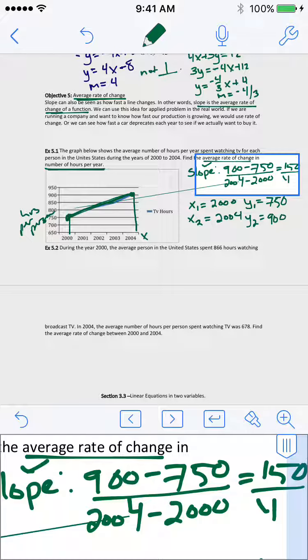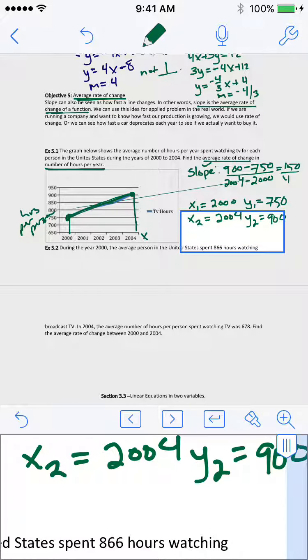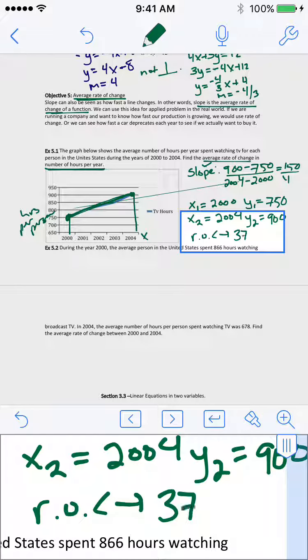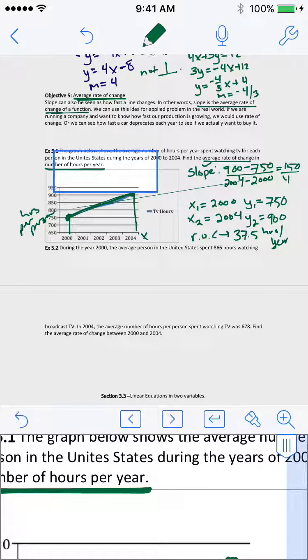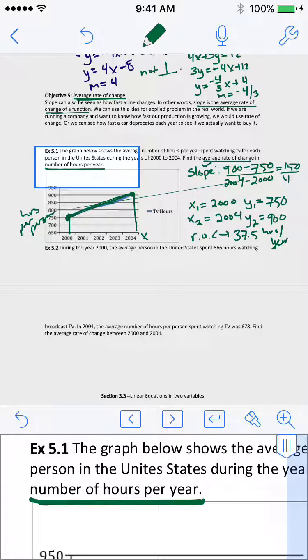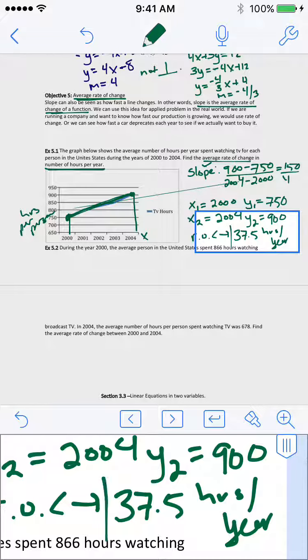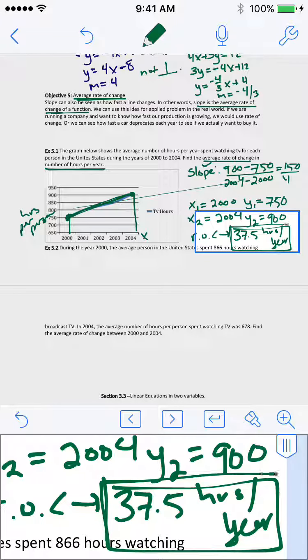is about 37.5. So the average is the slope, I'm sorry, the average rate of change, 37.5 hours per year. Just as they wanted us to define it, hours per year. Cool. Remember, in a word problem, you always, always, always have units every single time.